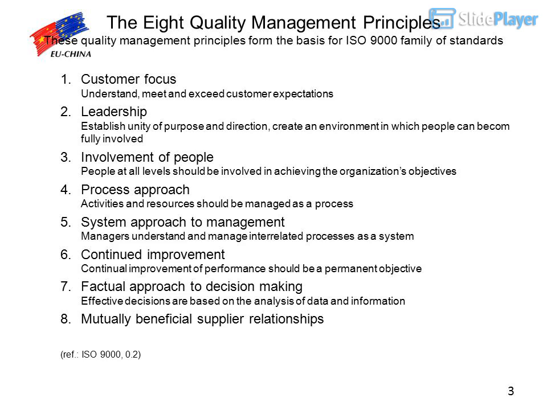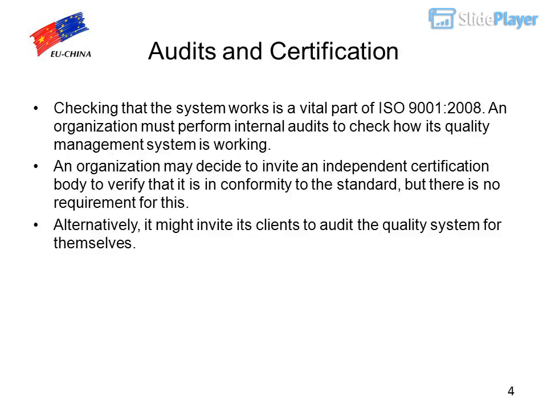Process approach: activities and resources should be managed as a process. System approach to management: managers understand and manage interrelated processes as a system. Continual improvement: continual improvement of performance should be a permanent objective. Factual approach to decision-making: effective decisions are based on the analysis of data and information. Mutually beneficial supplier relationships. Ref. ISO 9000, 0.2.